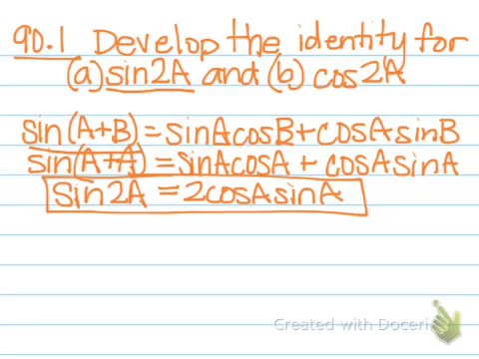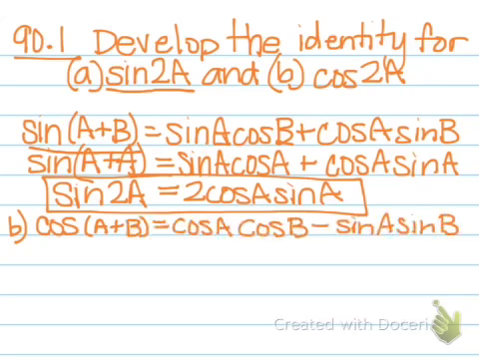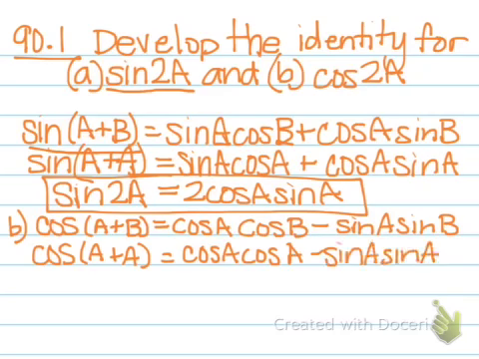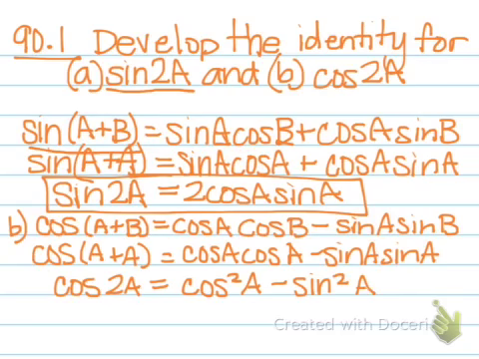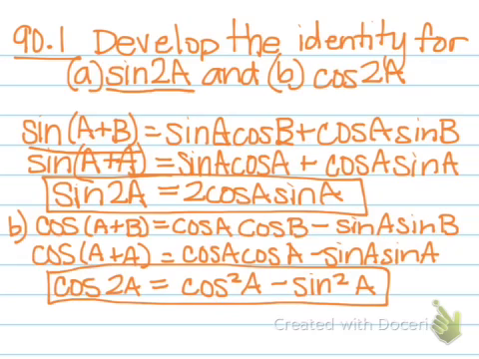So now we'll do the same thing for cosine 2a. Here's the identity for cosine of a plus b. We're going to switch it and say cosine of a plus a, and then we'll plug a's in for everything: cosine a cosine a minus sine a sine a. This is a little bit different than what we had before. Here we have cosine a times cosine a, which gives us cosine squared a, and then sine a times sine a is sine squared a. So here are your two identities, one for sine 2a and one for cosine 2a. Now we have two other pieces that we can use with our puzzle.